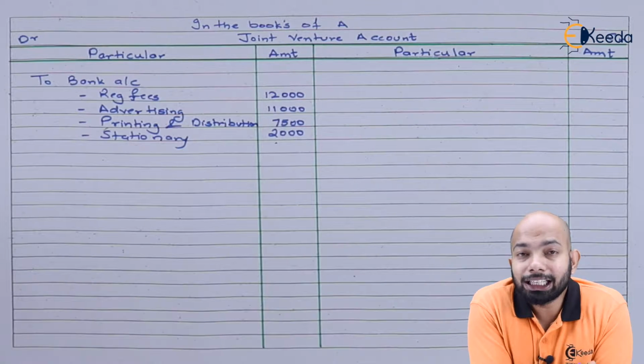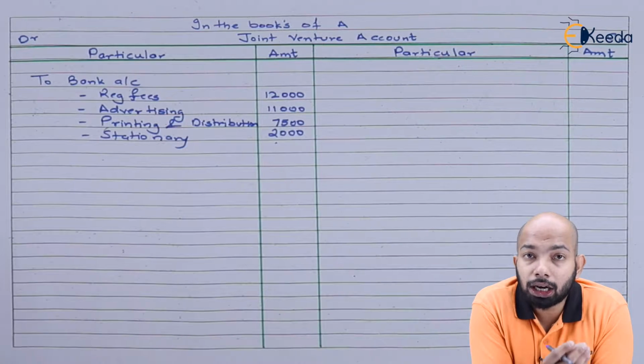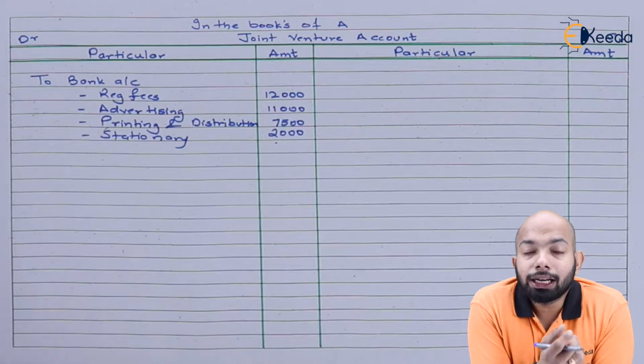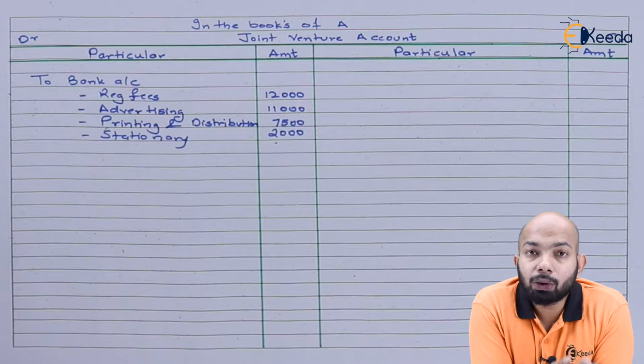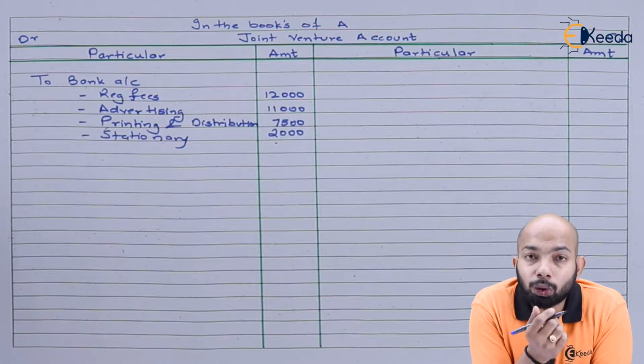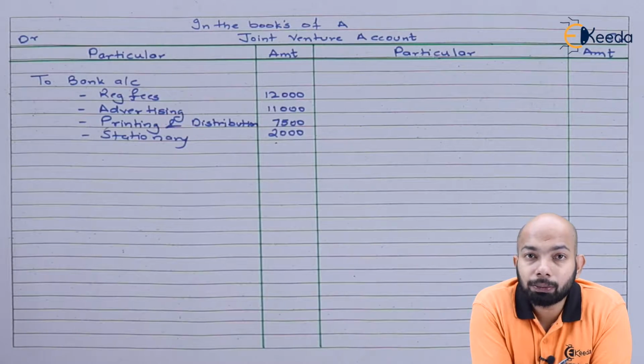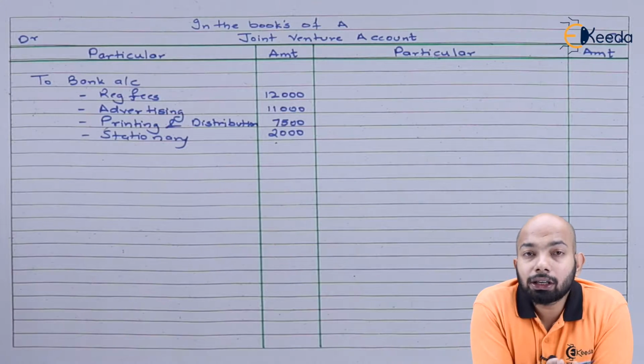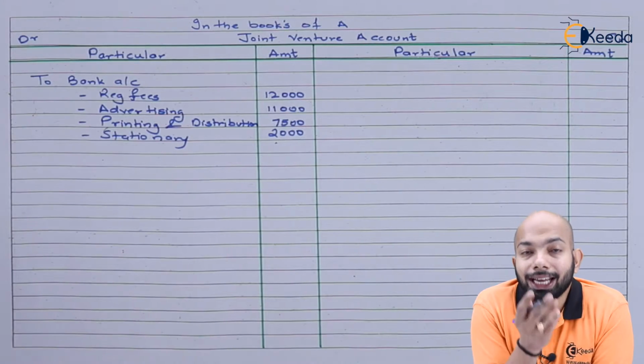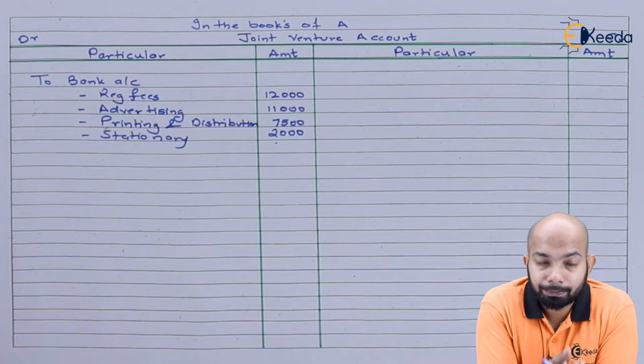That means the entry will be the same, that is joint venture account debit, but here, in terms of the amount that is being paid out, it is paid out by the co-venturer. Hence, the co-venturer account will be credited here. So joint venture to B is the entry that will be passed in the books of A, and on the debit side of the joint venture account, it will be to B and all the expenses related to him.